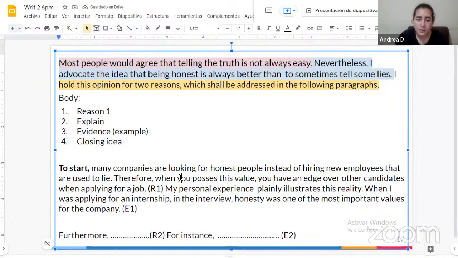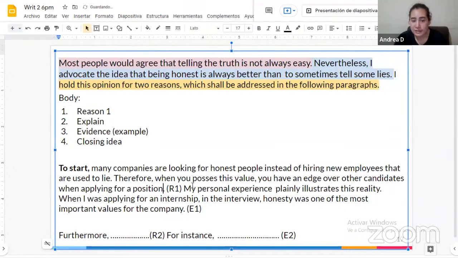So it's the same. It doesn't matter what pronoun you use. You can use you, but try not to use I, right? When I, so could be second person. Try not to say we either, first person. When we possess this value, we have an advantage. Use the second person. I think that's the most ideal pronoun you can use. So when you possess this value, you have an edge over other candidates when applying for a job or a position.